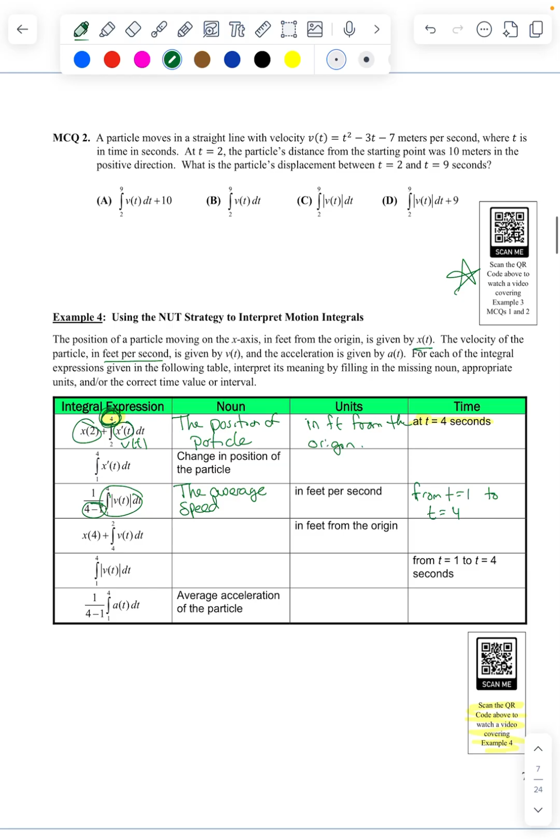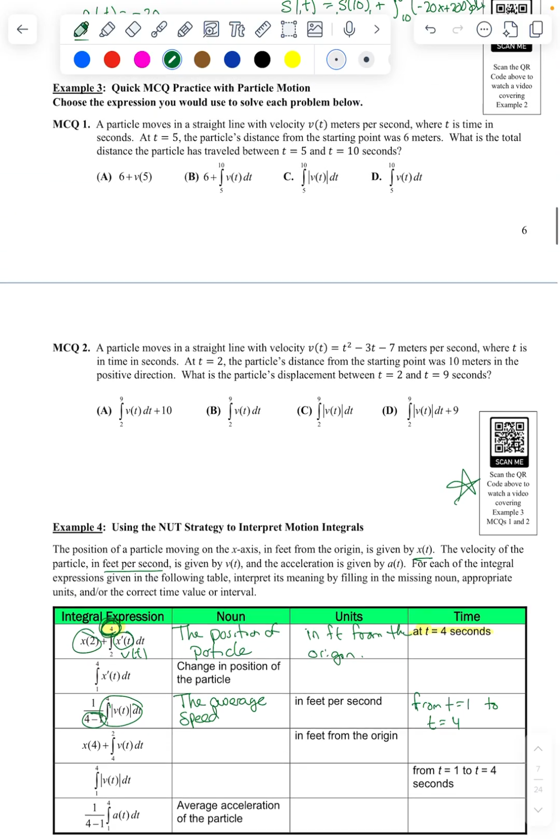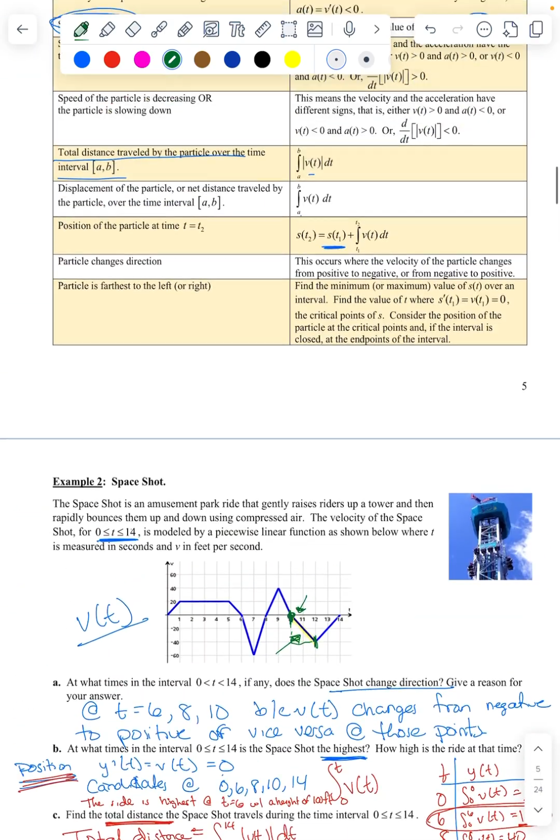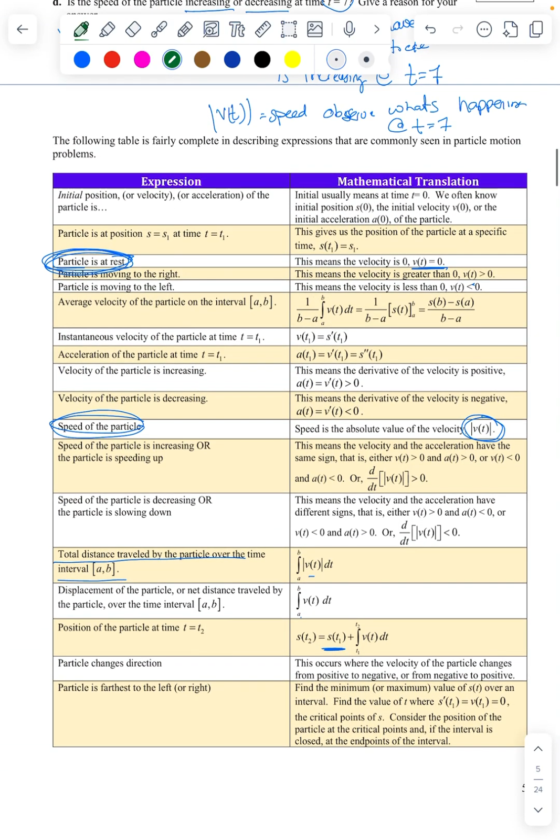All right, so finish up using those QR codes if you need it. You shouldn't need it. You should be able to fill out this table by yourself, and you should be able to answer these two multiple choice questions together. I do recommend that you make cards for this table. So if the expression said this, what is the mathematical translation on the back side? All right, good luck.